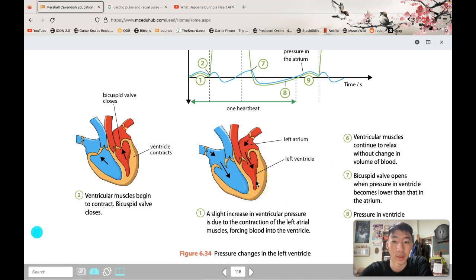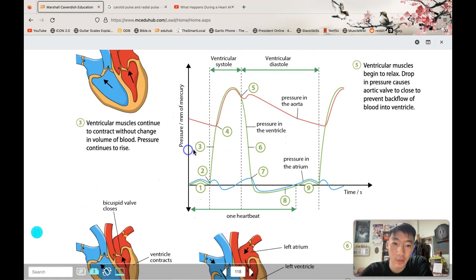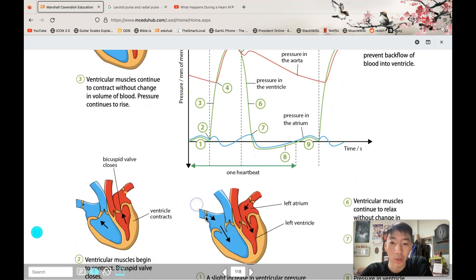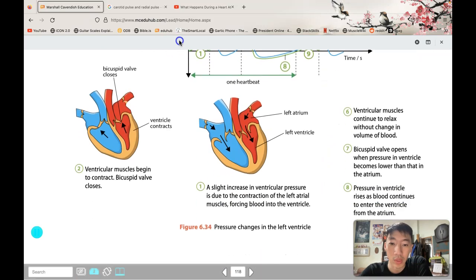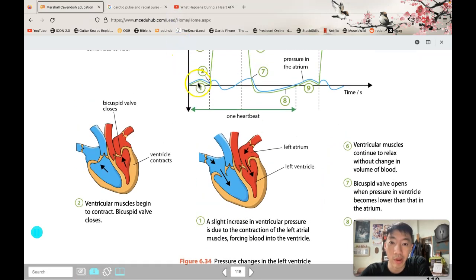Alright, so step 1. There is a slight increase in ventricular pressure due to the contraction of the left atrial muscle, forcing blood into the ventricle. Let's look at this graph over here. This graph has time on the x-axis, and on the y-axis it says pressure in mm of mercury. This is the traditional way of measuring pressure using mercury. When the left atrium contracts, you will see it represented by this bump over here, which represents that pressure because of the blood flowing in towards the left ventricle.